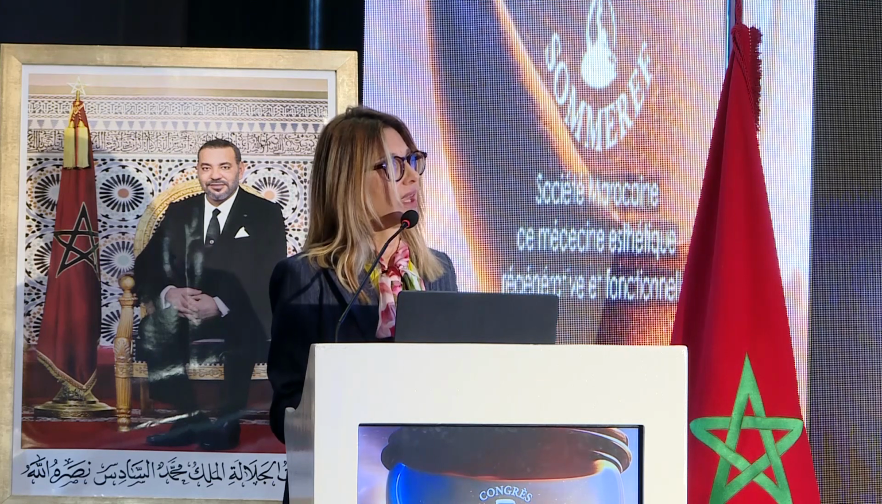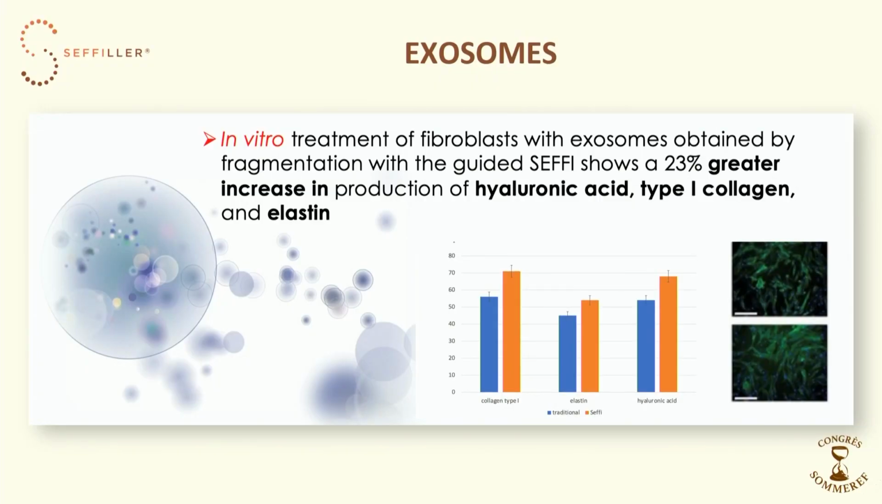In vitro, we demonstrate that fibroblasts treated with exosomes obtained by fragmentation of tissue derived from adipose tissue show a 33% increase in production of hyaluronic acid, collagen type 1, and elastin, 33%.